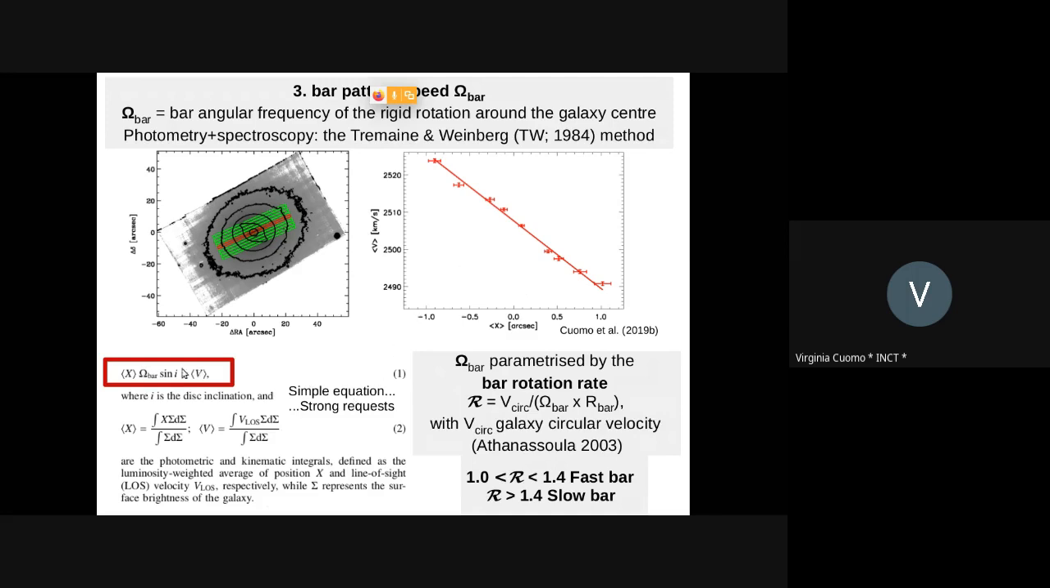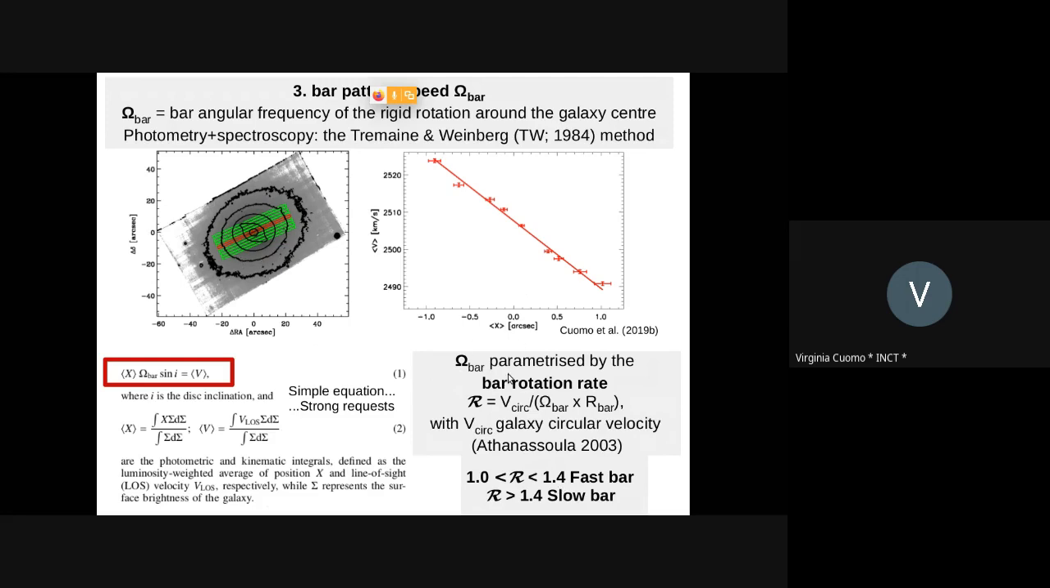Despite this simple formulation, this method requires both photometric and spectroscopic data, and it also has strong restrictions to identify the targets that are suited for this analysis.